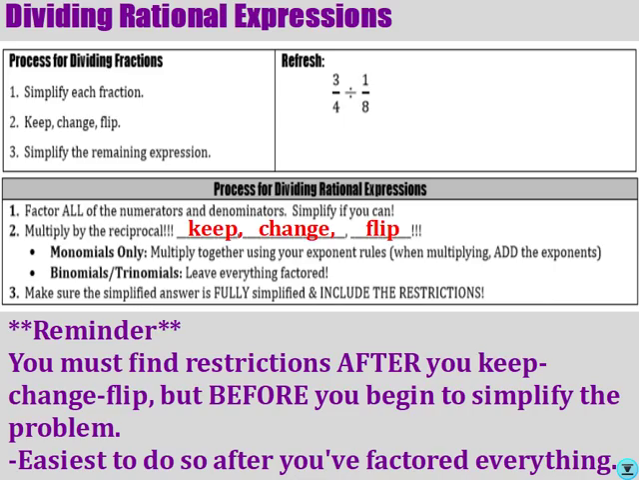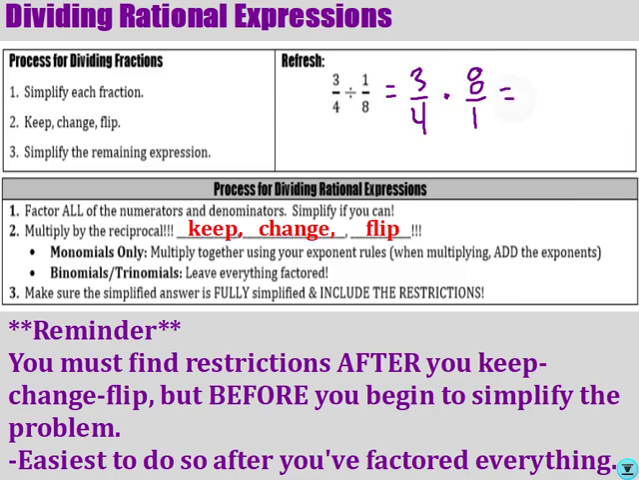So in this refresher example, 3 over 4 stays. We change it from division to multiplication, and then we flip the second one. So we keep the 3/4, we change the division to multiplication, and then we flip the second one, always.